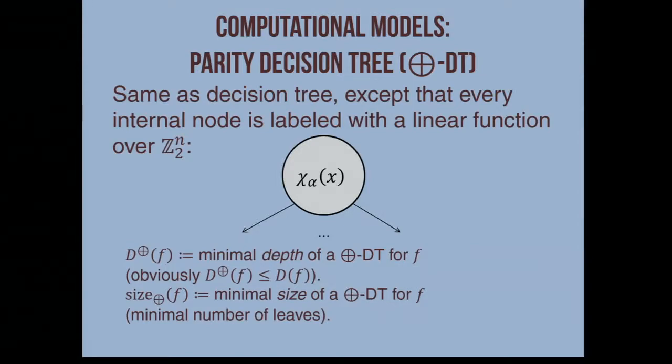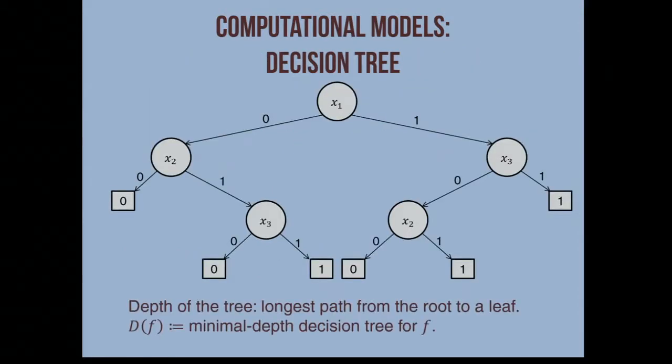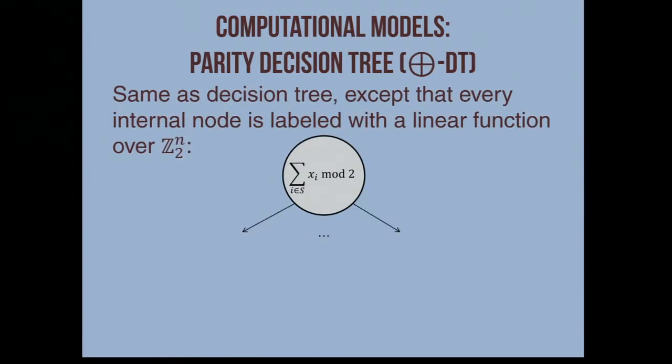So let's think about the XOR function, for example. Its parity decision tree is very simple, right? You only need one linear query to the variables to compute its value. Whereas if you think about its decision tree, it's going to be very large. You always need to query all individual variables in order to know the value of the function. So this parity decision tree is actually stronger than the usual decision trees.